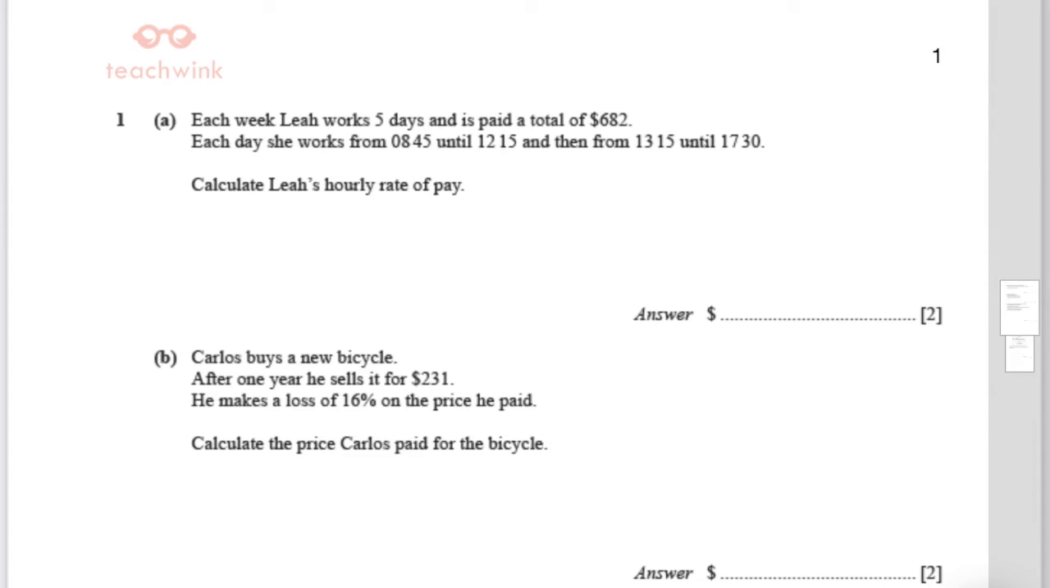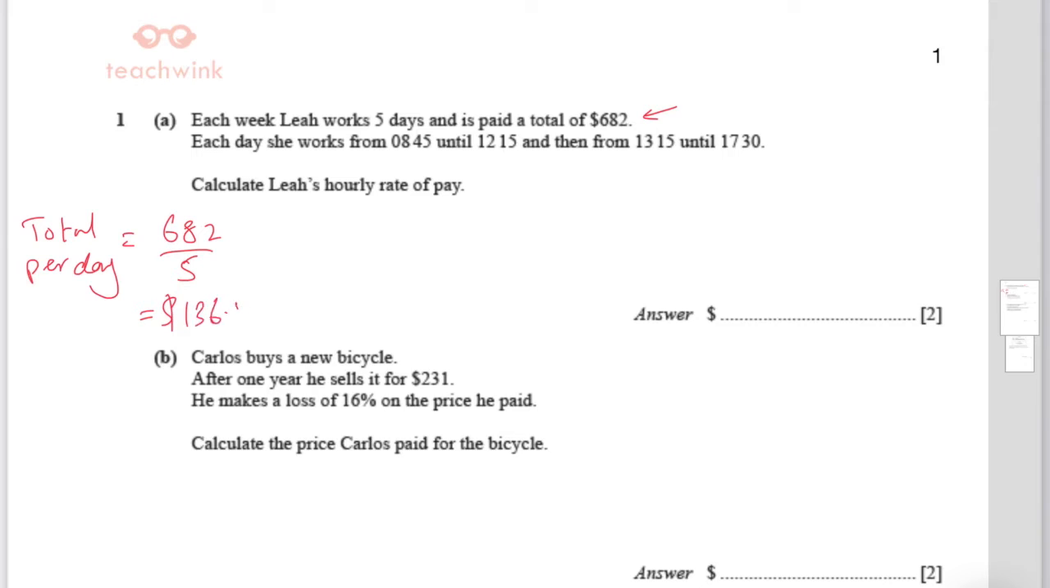The question reads, each week Leah works 5 days and is paid a total of $682. Each day she works from 8:45 till 12:15 and then from 13:15, which is actually 1:15, to 5:30. Calculate Leah's hourly rate of pay. First, we look at the first sentence to find the total amount she gets per day. So she gets paid $682 for 5 days.